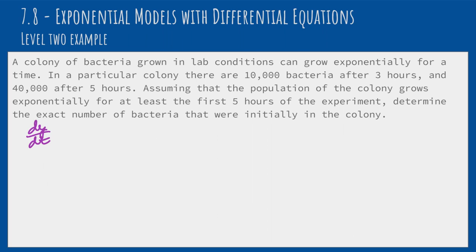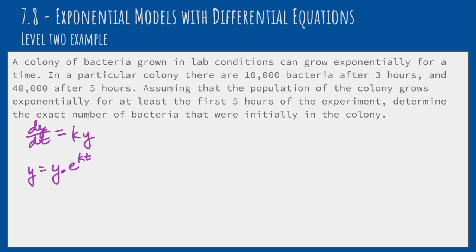So remember the differential equation that we solved is this, which gives us the solution that looks like this. And what we're looking for in this problem, the number of bacteria initially in the colony, is going to be y naught. I do want to point out this is not a calculator problem. This is one that we're going to be able to do entirely without. But usually these exponential growth problems, we're going to need a calculator to help us out.